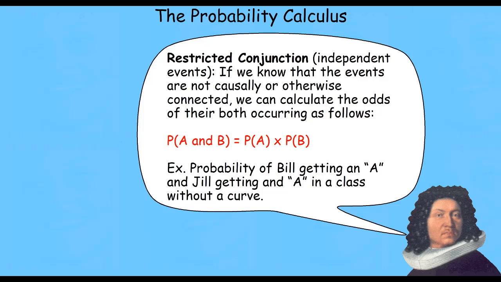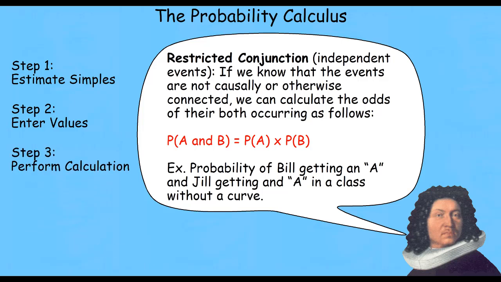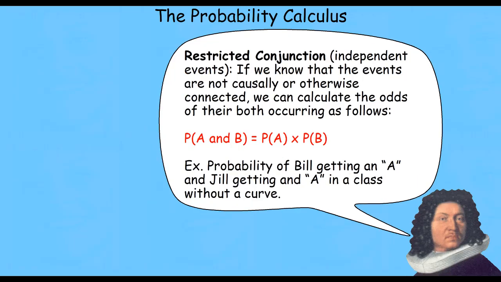So let's see how we'd use this rule in an example. Suppose we want to compute the probability of Bill getting an A and Jill getting an A in a class without a curve, so that their grades don't affect each other, they're independent events. Well, we'll start off by estimating the probability for those constitutive simple events, Bill getting an A and Jill getting an A. Then we'll enter those values into our restricted conjunction formula, and we'll perform the calculation to get our result. So let's see how that would go.